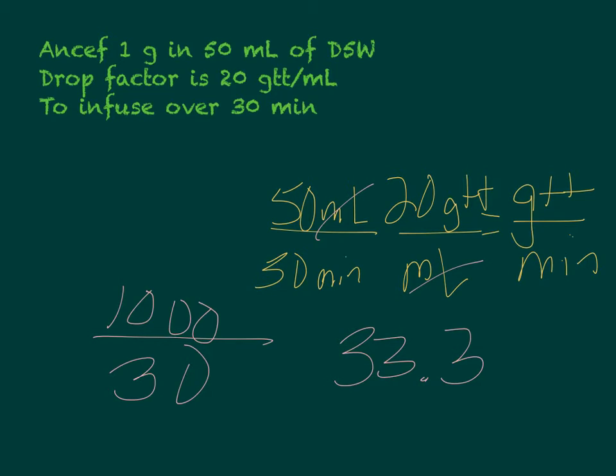33.3. Can you count 3/10 of a raindrop? It's 1 raindrop. We're going to round down, and it's just going to be 33 drops per minute. Voila, you are done. Easy peasy.